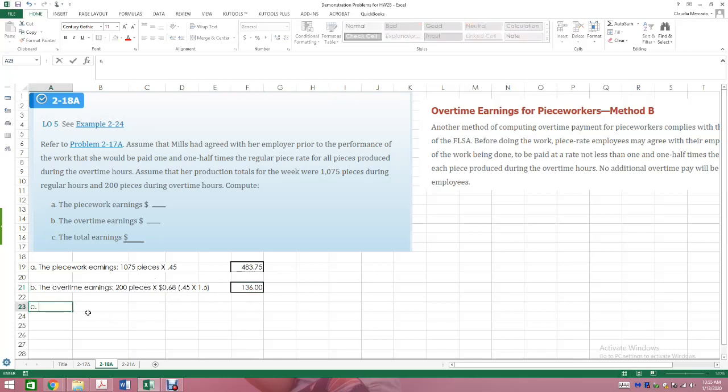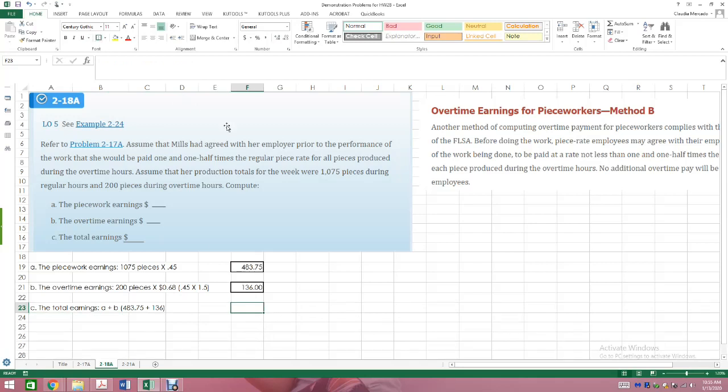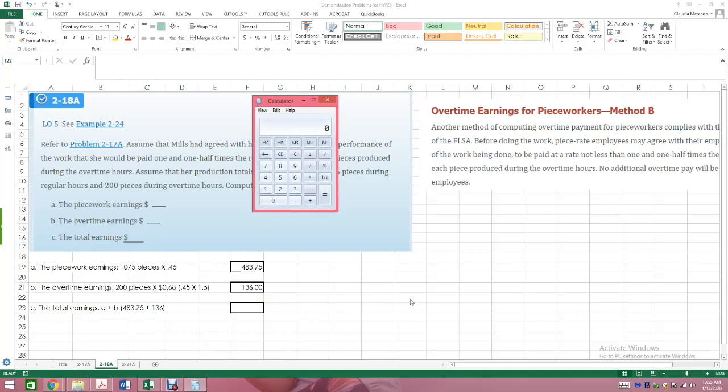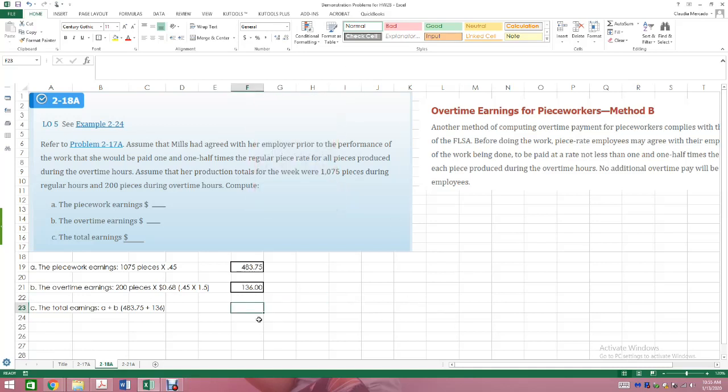So to calculate my total earnings, it'll be A plus B. The 483.75 plus the 136. So let's get our calculator. 483.75 plus 136. That is going to give me 619.75.